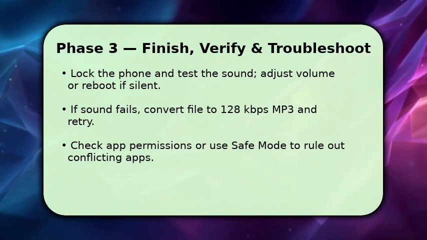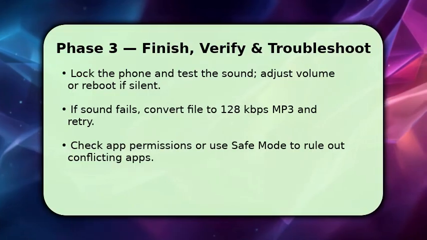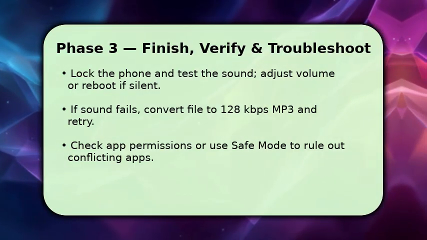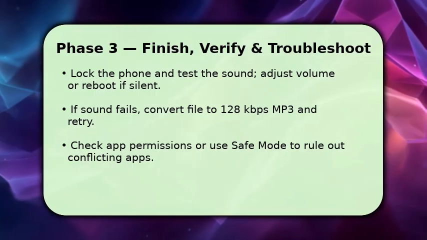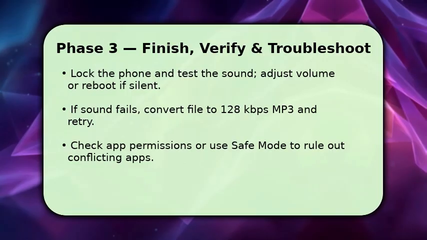Finish by locking the phone and testing the new sound. You should hear it immediately. If it's silent, make sure media and system volumes aren't muted, then reboot and test again. If problems persist, convert the audio to a standard 128 kbps MP3. Android sometimes rejects unusual encoding.